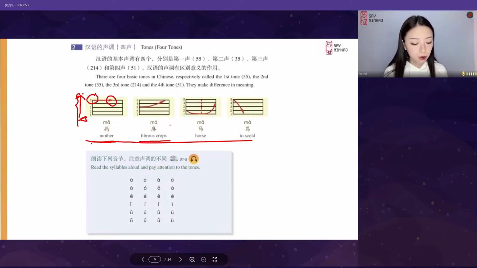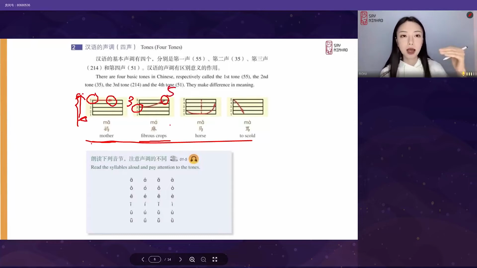Let's see second tone, which is ma. Okay, it started at pitch 3, and it ended at pitch 5. From ma to ma. So we should change the pitch, right, when we read it. The pitch is rising up from 3 to 5. Ma, ma. This is second tone.